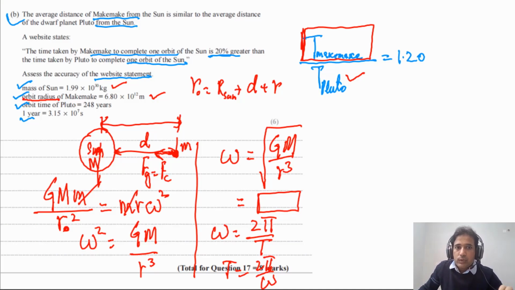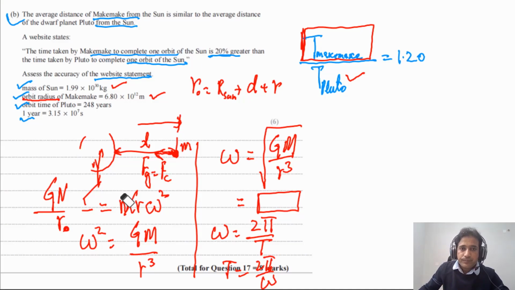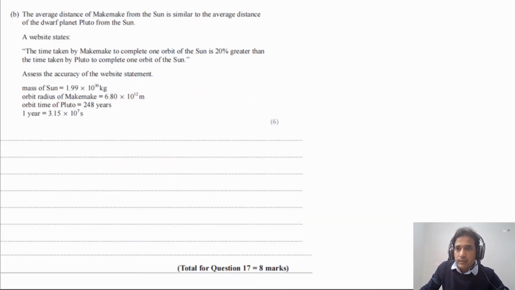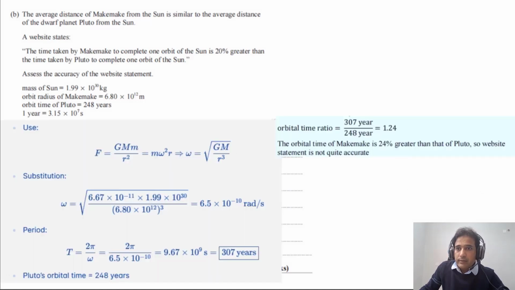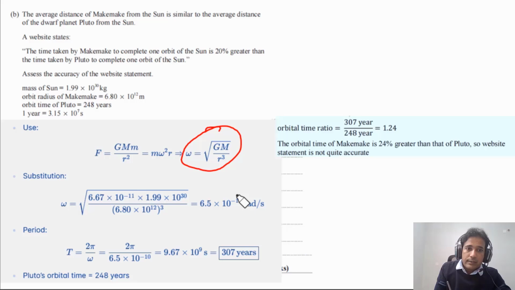Now let me show you the answer with numbers, how you can do this one with numbers. So I hope this makes sense to you. I will simply clean this one and show you with numbers now. So this is how we have done it with numbers. You can see, first of all, we have found omega, the angular speed in this case.